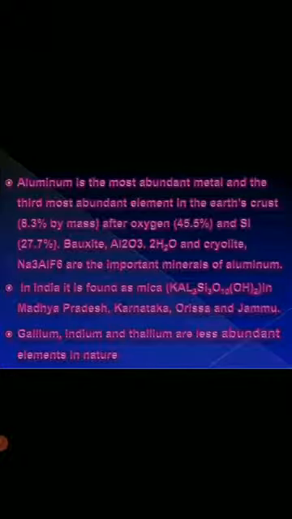Aluminium is the most abundant metal and the third most abundant element in the earth crust after oxygen and silicon. Bauxite, that is Al2O3.2H2O, is an ore of aluminium, and cryolite Na3AlF6 are the important minerals of aluminium. In India, it is found as mica in Madhya Pradesh, Karnataka, Odisha, and Jammu. Gallium, indium, and thallium are less abundant elements in nature.